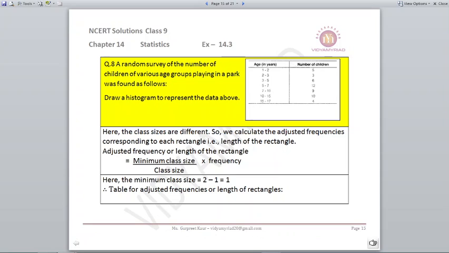When it is not the same, we will try to find out the adjusted frequencies on the basis of the length of the rectangle by using a formula which is given as minimum class size upon class size multiplied by frequency. For every class interval, we need to recalculate this by using the formula minimum class size upon class size multiplied by frequency.